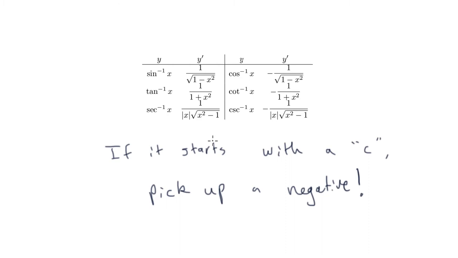And so that is a great tool to help you remember, especially if you're thinking about what's the derivative of sine inverse, what's the derivative of cosine inverse. Maybe I know there was something with a square root and a 1 minus x squared, but which one had a negative? Well, you can at least hang on to this really helpful idea that if it starts with a C, you pick up a negative.